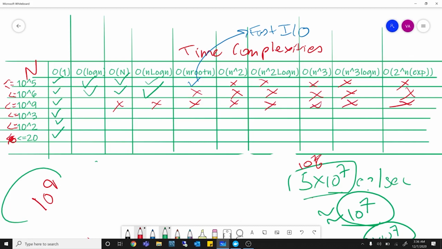So that leaves us with log n. All right. So for 10 to the power 9, again, log n will be somewhere converging into not even 100. It's a very small number again. So log n is still valid. So O of log n is still valid, right? So now let's move on next to 10 to the power 3.